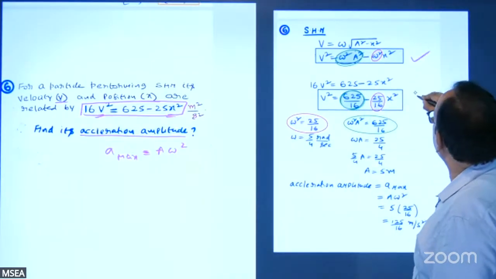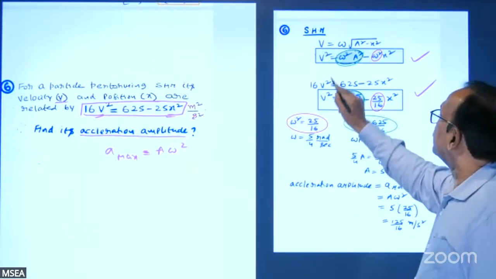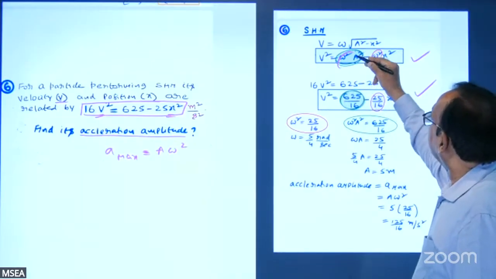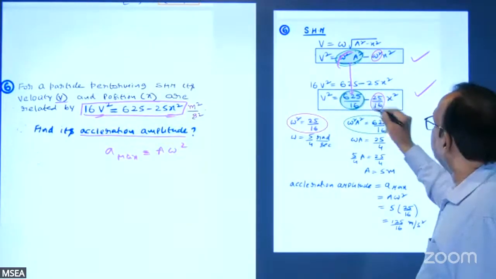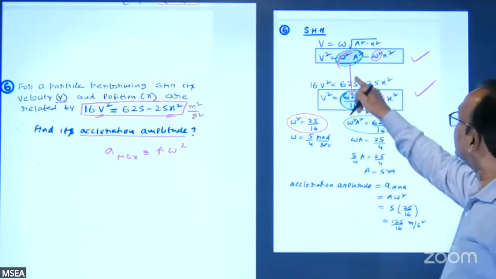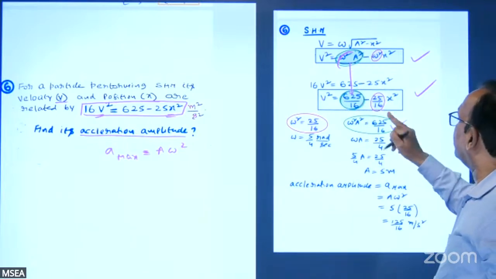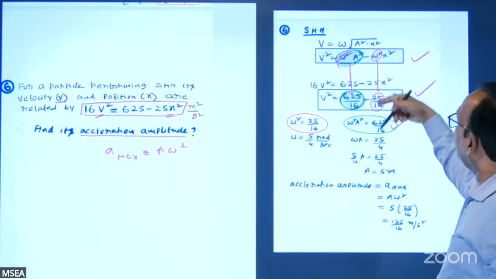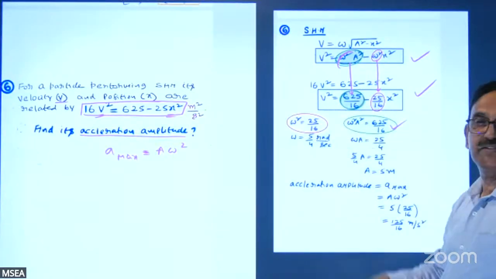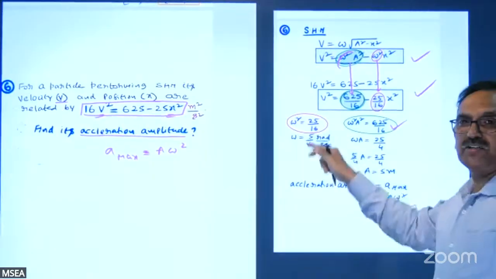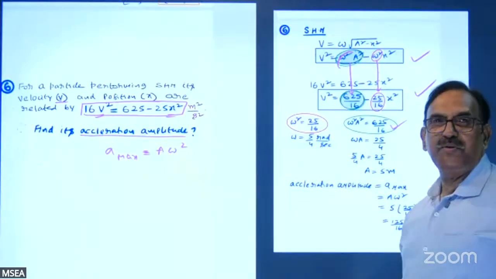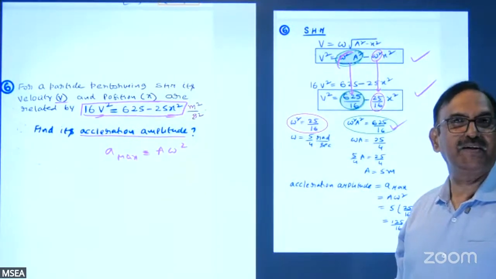Now, if you compare these two equations, omega square A square is equal to 625 by 16. You can see this green circled one: omega square A square is 625 by 16. And if you compare the x square terms, omega square is 25 by 16. This red circled one, omega square is 25 by 16. From that, omega is 5 by 4 radian per second.